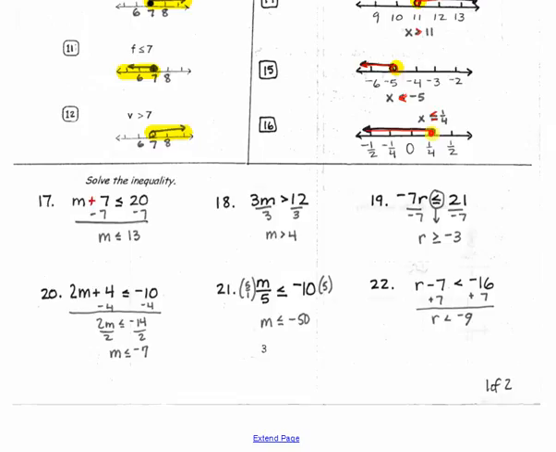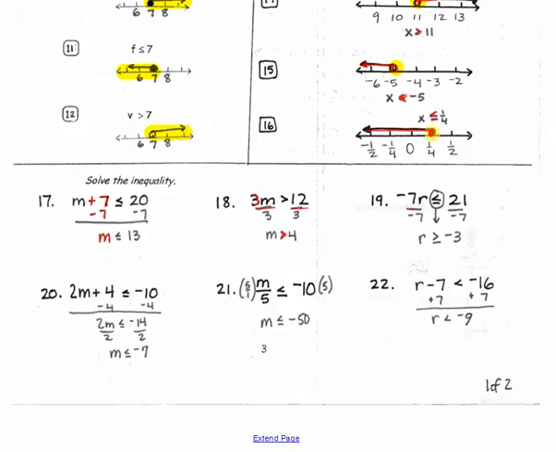In the next section, to solve the inequality, look at what's being done to the variable and do the opposite. They are adding 7, so we subtract 7. Bring down the variable, the inequality preserves, and the answer is 13. Number 18, this means to multiply, so you do the opposite, which is to divide. Show division with a fraction bar. Since you're dividing with a positive number, your inequality sign preserves and stays the same.